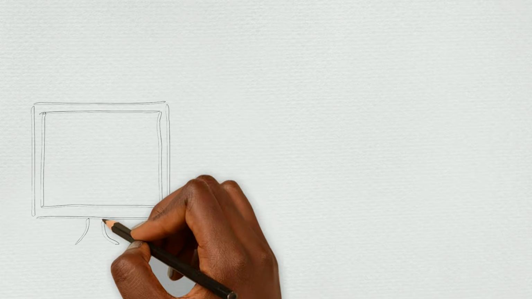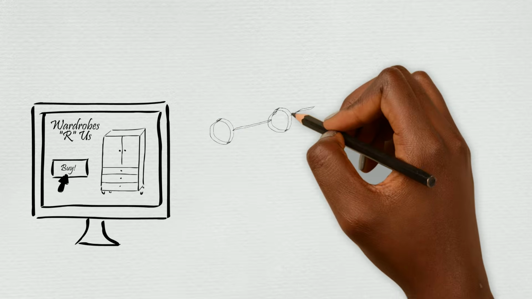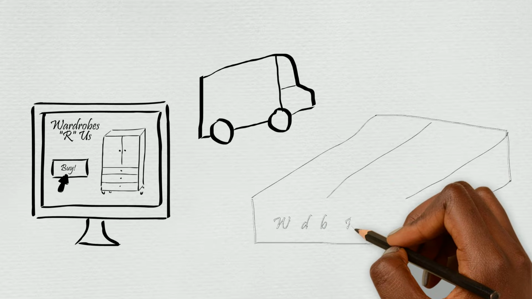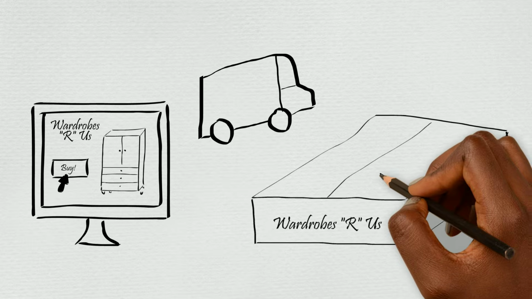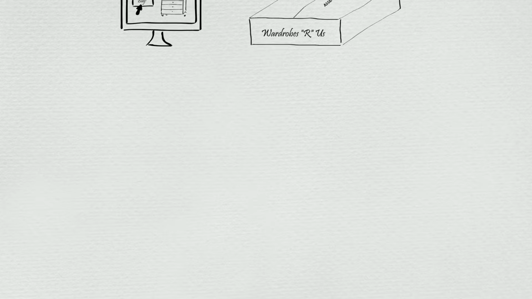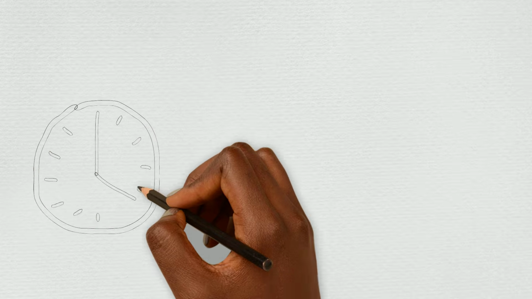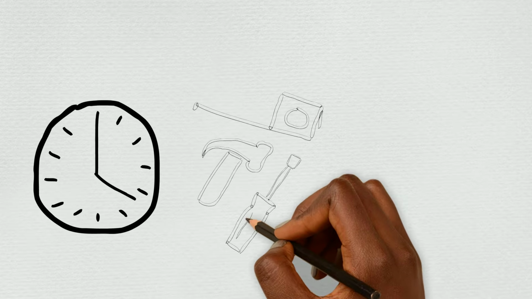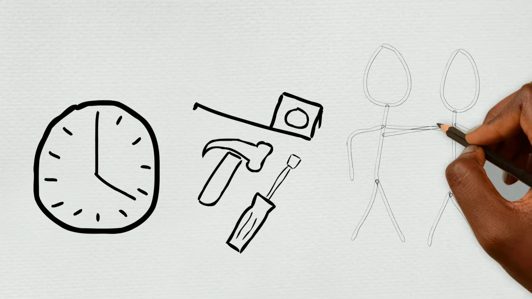You look online and find the perfect one. You order it, but when it arrives, you realize there is some assembly required. Furthermore, when you open the box, you find no instructions. No problem. You are a smart person. Surely you can figure it out. With visions of your beautiful wardrobe in mind, you make a plan. You set aside some time, gather tools, enlist a helper, and get started.